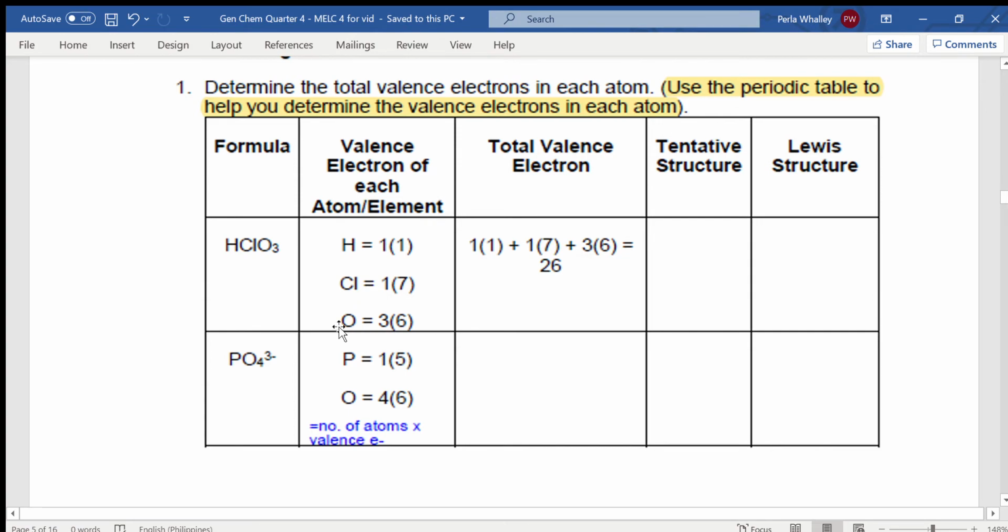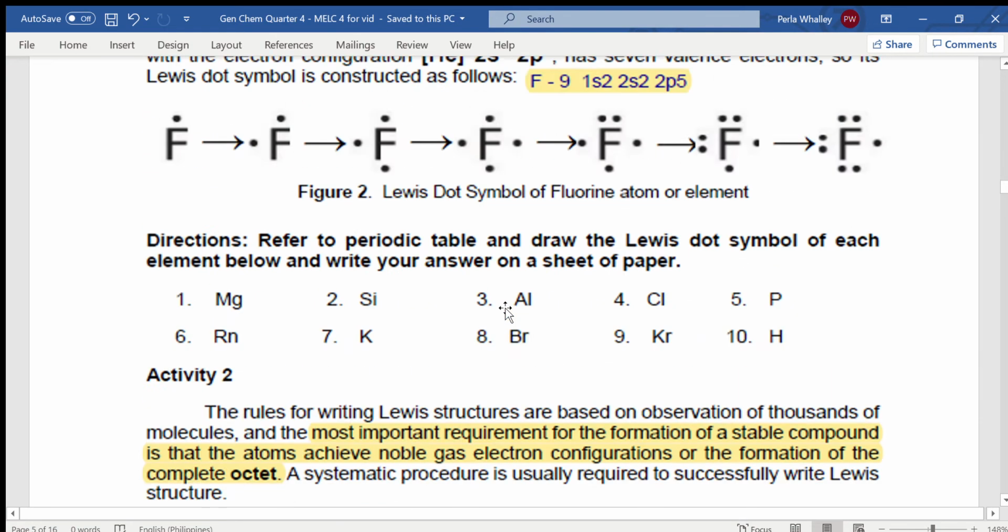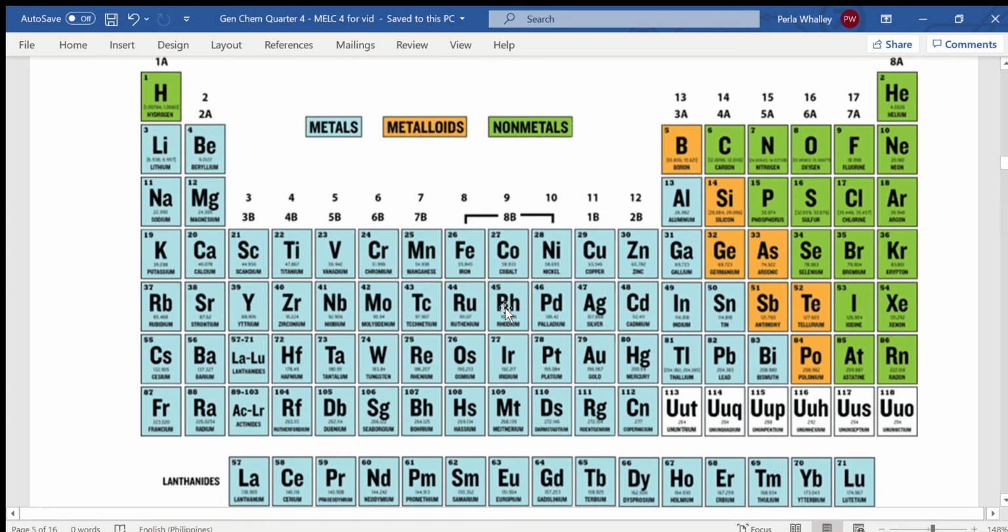Okay, look at the periodic table. Let's check it out. Hydrogen belongs to group 1A, so the valence is 1. Chlorine belongs to group 7A, so it will have 7 valence electrons. And O belongs to 6A, so it will have 6 valence electrons. Let's go back.